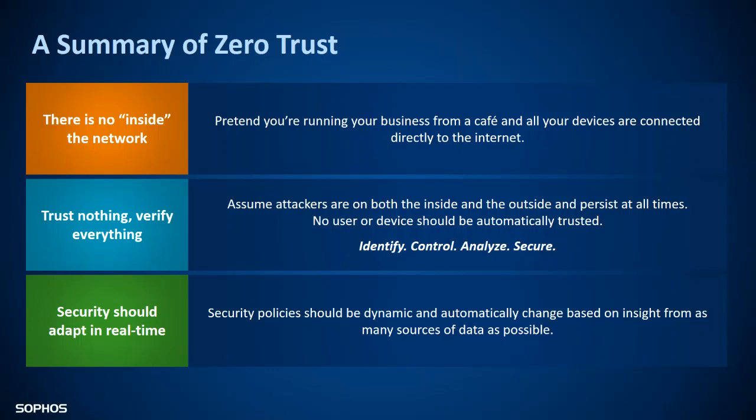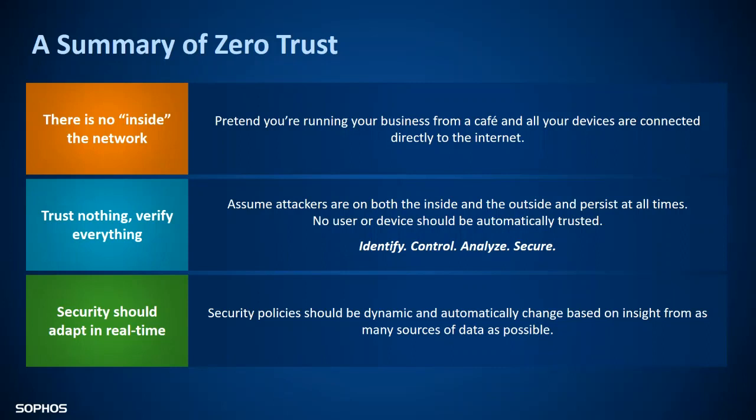The second is trust nothing and verify everything. Assume that there are attackers on both sides of our networks, the outside and inside, and that they are there all the time, constantly trying to attack. No user or device should be automatically trusted. By imagining we're under constant attack from every direction, we're pushed to build rock solid authentication and authorization to our resources, layer our defenses, and constantly monitor and analyze everything happening across our estates.